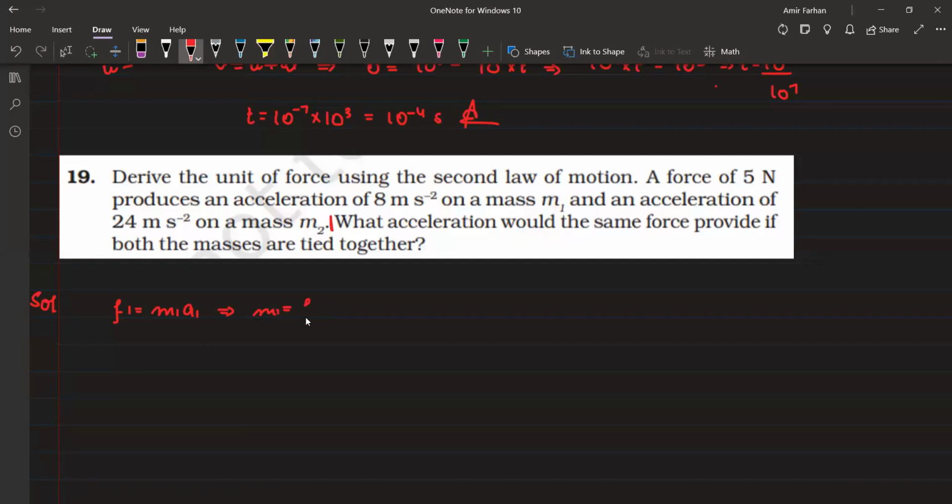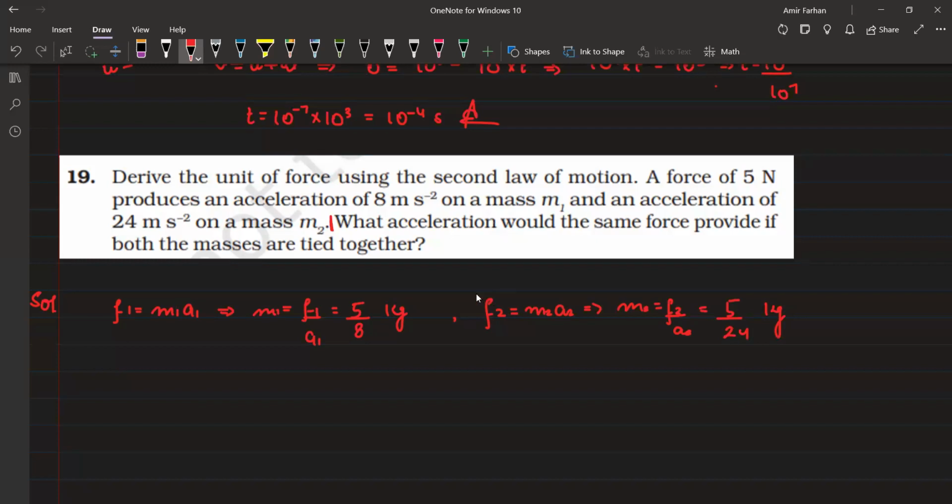So mass one, how will you calculate? This will be F1 by A1. So that is 5 by 8. Yeah, this is your mass in kg. Second, F2 will be equal to m2 a2. So m2 will be equal to F2 by A2. How much is F2? 5. The forces are the same, yes. F2 force is same, so we can just call the force F. Okay. 5 by 24.